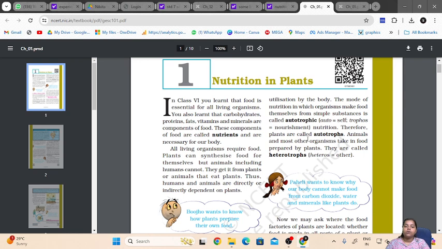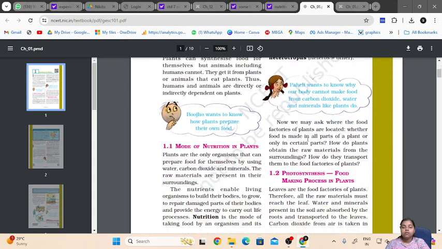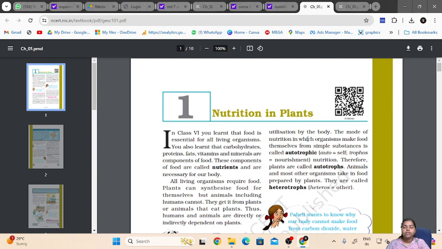And what is nutrition? Nutrition is the mode of taking food by an organism. That is called nutrition. Nutrients are the components of the food, and nutrition is the mode of taking food by an organism.